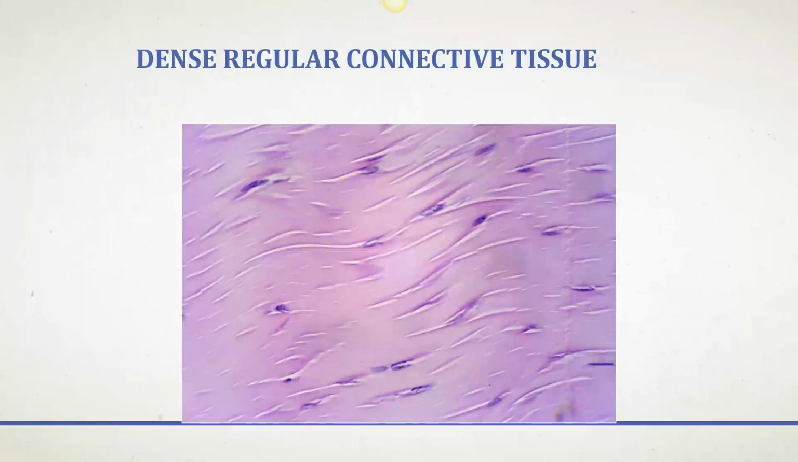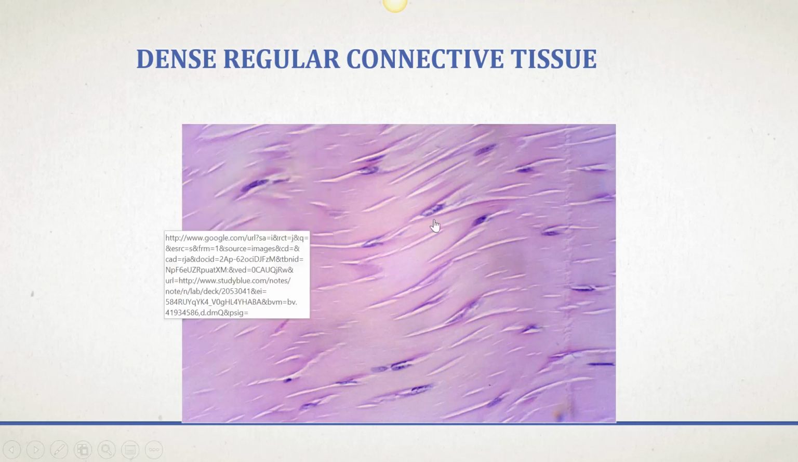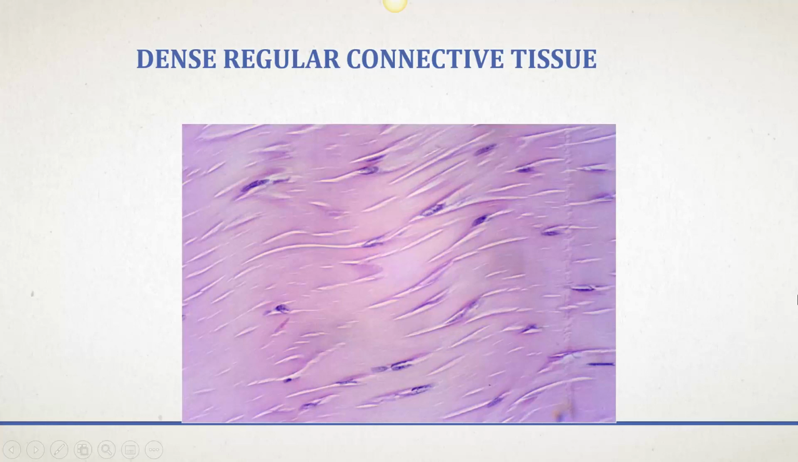Now here we have dense, regular connective tissue. It looks almost like sheets, and these sheets are kind of sheets of collagen here. So what we have is a fibroblast here and here, here, and the fibroblast lays out perfect arrangements of these sheets of collagen. Dense, regular connective tissue is located in tendons and ligaments.